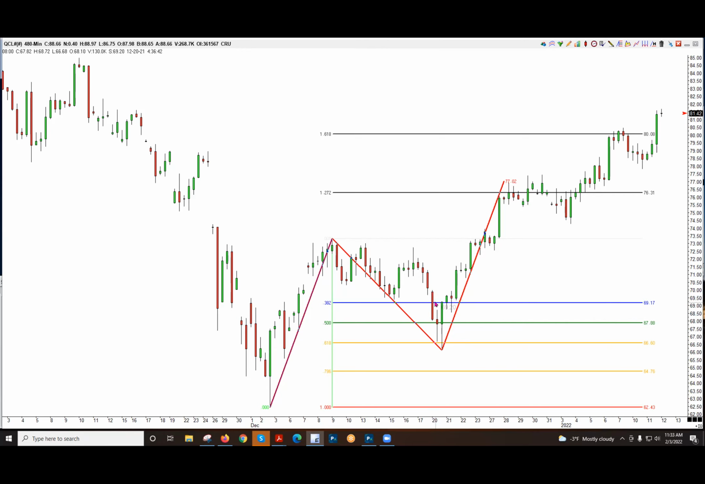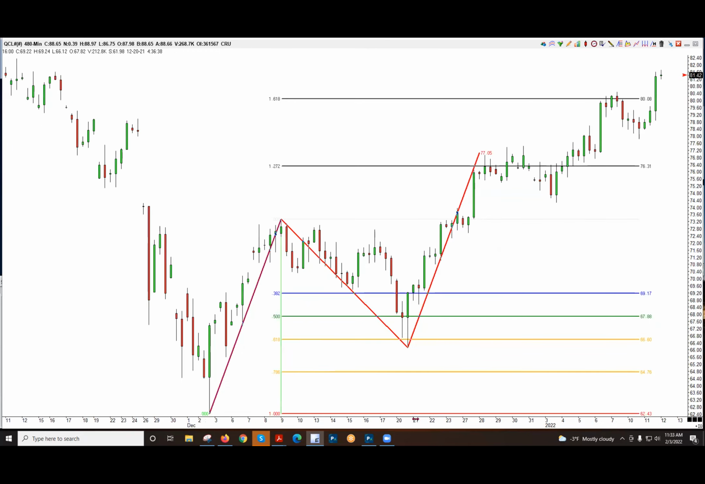Now, sometimes the 382, the market will, Dan called it lost motion. And he equated it to an engine in the car. Your engine in the car has to have a certain amount of lost motion, otherwise it would blow apart when it's running. And so the main numbers in the AB equals CD is 382 and 618.